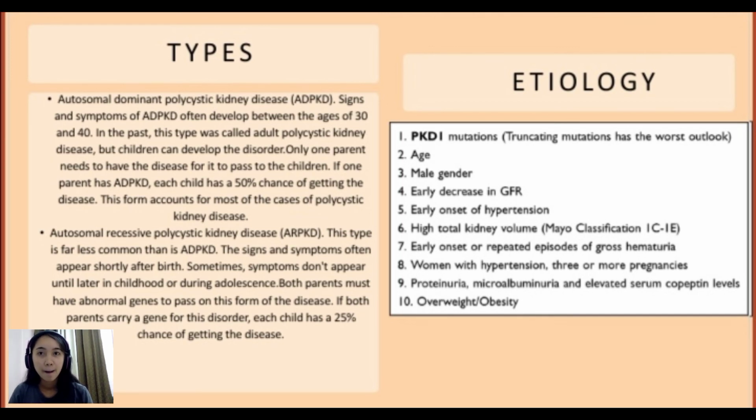Etiology: mutation, age, gender, mostly in males, early decrease in glomerular filtration rate, early onset of hypertension, high total kidney volume, early onset or repeated episodes of gross hematuria, women with hypertension, 3 or more pregnancies, proteinuria, microalbuminuria, elevated serum copeptin levels, and overweight or obesity.